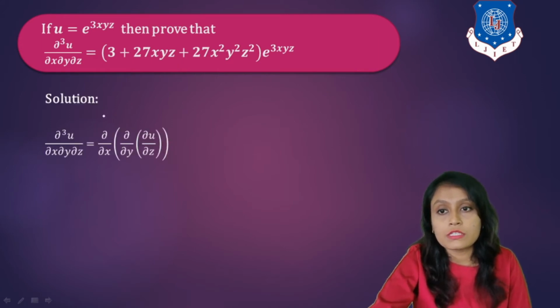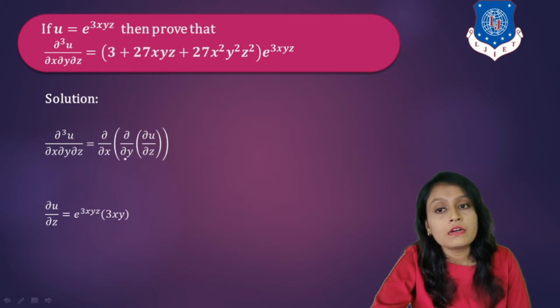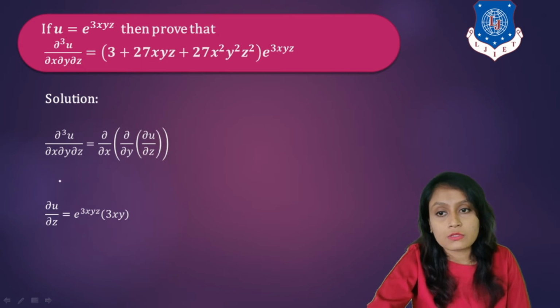Here u is equal to e raised to 3xyz, which is given, and we have to find del cube u by del x del y del z. So firstly we will write it in this form, that is del by del x of del by del y of del u by del z. So first we will solve del u by del z, then we will find the derivative with respect to y and then with respect to x. So first let's begin with del u by del z.